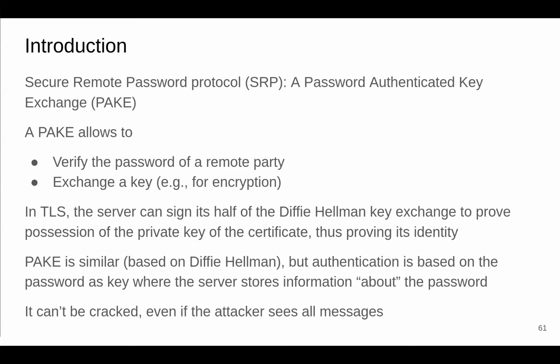Password authenticated key exchange allows you to verify the password of a remote party and exchange a key for later encryption. In TLS, it's implemented as the server signs half of the Diffie-Hellman key exchange to prove possession of the private key, and thereby proving its identity. PAKE is similar, as it's based on Diffie-Hellman, but authentication is based on the password as key, where the server stores information about the password. So it cannot be cracked even if the attacker sees all the messages.